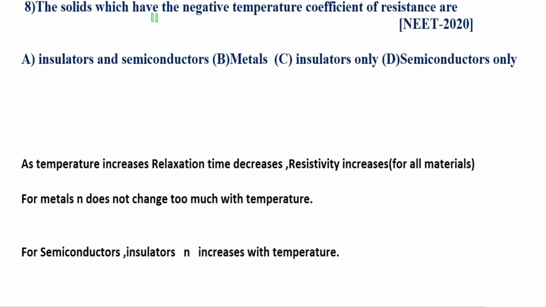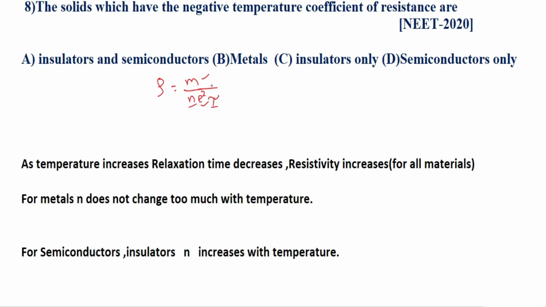Our next question is, the solids which have negative temperature coefficient of resistance are. Means you have to find the solids which have negative temperature coefficient of resistivity. Okay, so now we know the formula for resistivity: rho is equal to m by N e square tau, where m is the mass of charged particle, e is the charge of charged particle, N is the number of electrons per unit volume, that is charge density, tau is relaxation time.